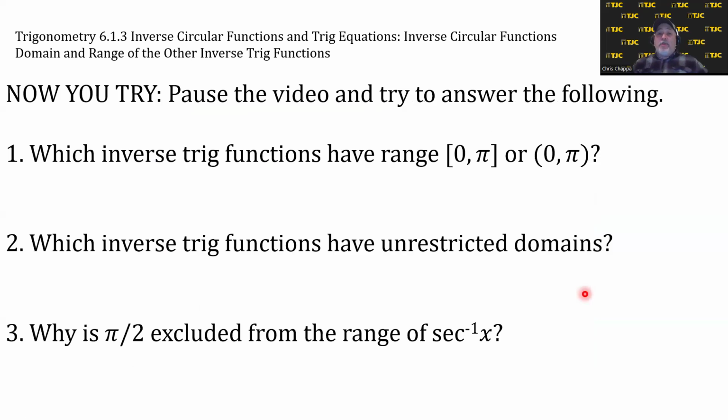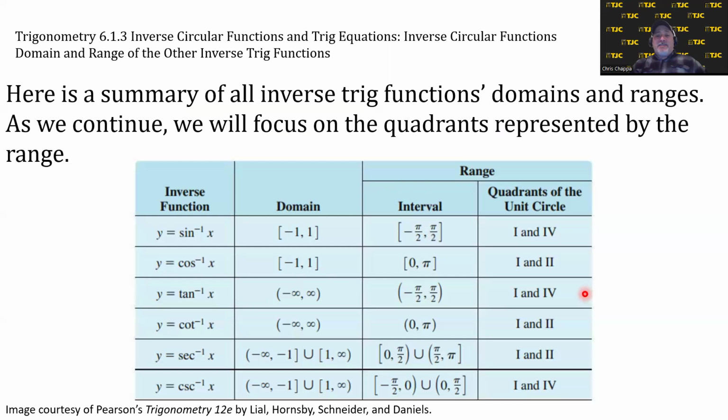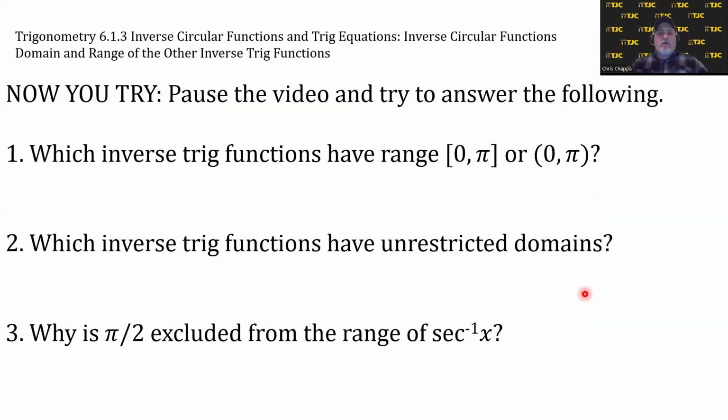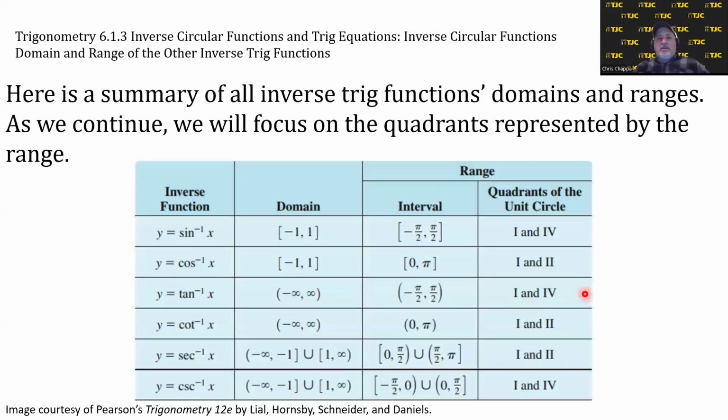Now you try. Pause the video and try to answer the following. This is about what you see here. If you didn't write any of it down, you might want to take a picture of it, pause the video, do a screenshot, however you take notes. Number one, which inverse trig functions have ranges from 0 to pi, inclusive or exclusive? Number two, which inverse trig functions have unrestricted domains? In other words, their domains include all real numbers. And number three, why is pi over 2 excluded from the range of secant inverse of x? Pause the video, give them a try. And again, if you need to, go back and get this.